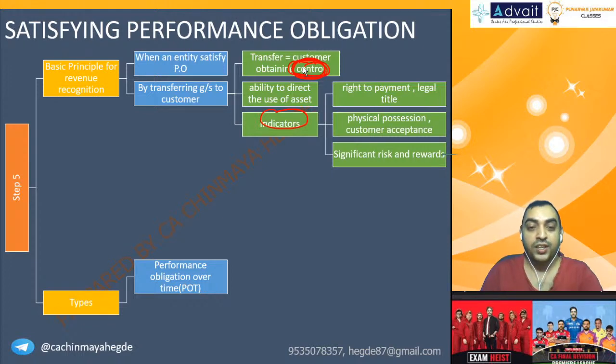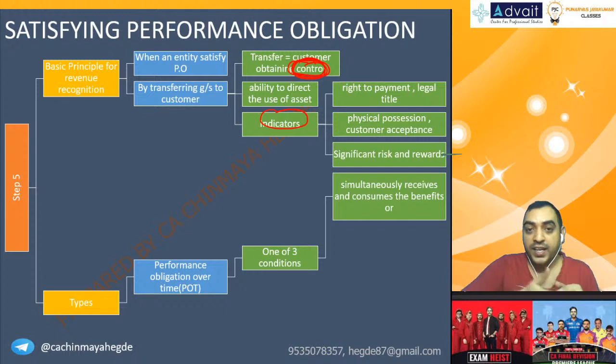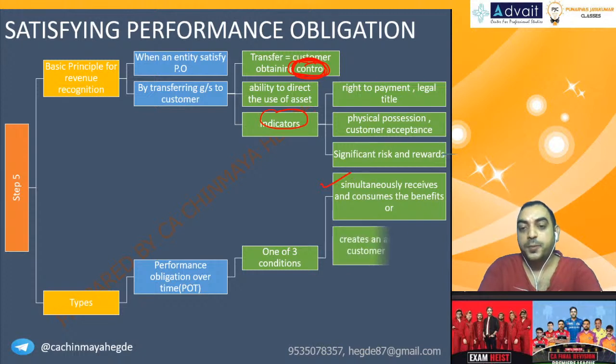Anyway, so let's come to the topic. Performance obligation over time: even if one of these conditions is satisfied, it is performance obligation over a period of time, and proportionately you can recognize. Simultaneously receives and consumes the benefit. So as and when the seller provides, the buyer gets the benefit. For example, we are doing a class now. As and when I'm explaining, you are getting the benefit. So simultaneous consumption. That is what this part is.